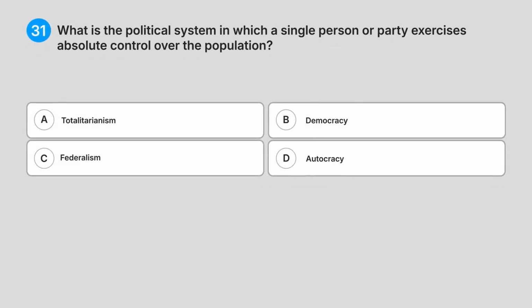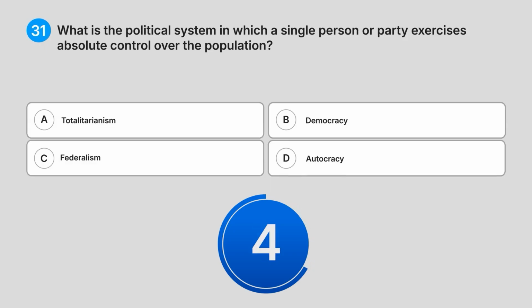31. What is the political system in which a single person or party exercises absolute control over the population? A. Totalitarianism. B. Democracy. C. Federalism. D. Autocracy. Do you know the answer?